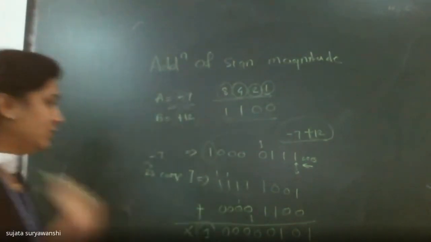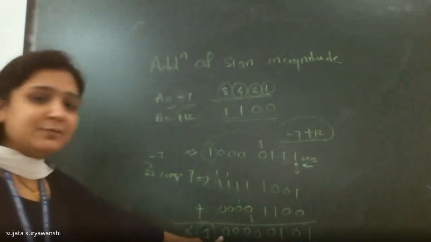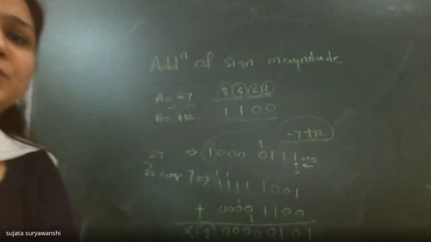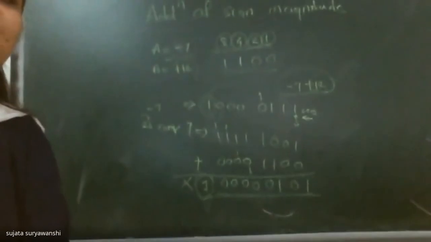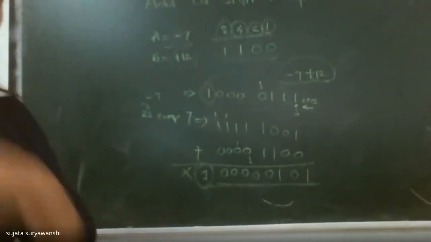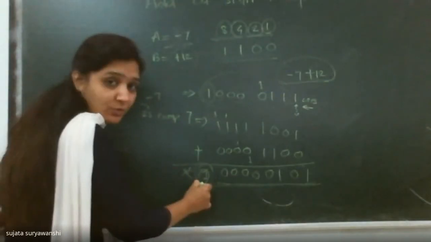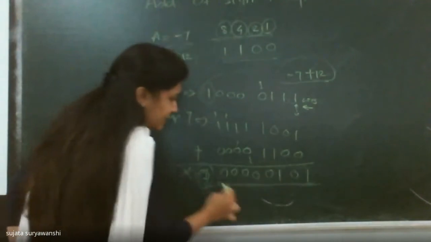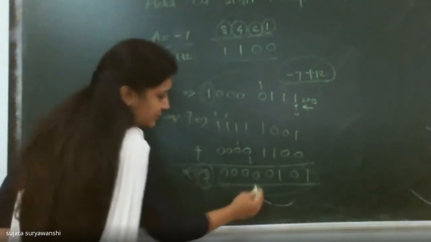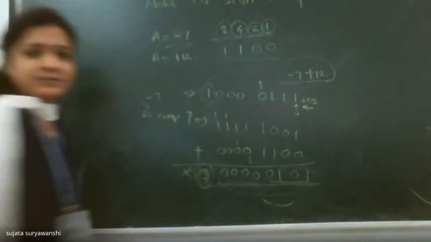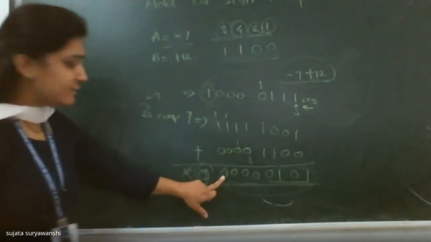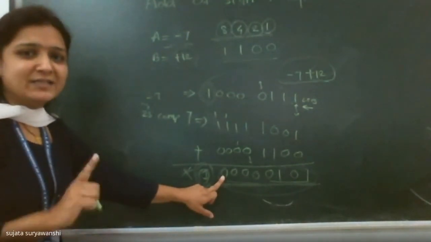Now check what the sign bit of the output is. Tell me the sign bit of the output. It is 0. We have to discard this 1, and we have to consider the answer only for these two nibbles, meaning the 8-bit binary number. Yes, it is 0. Your MSB bit is 0, which means your answer is positive.